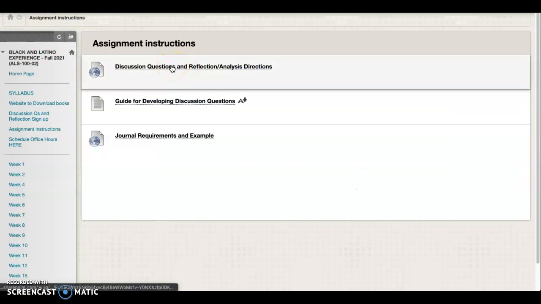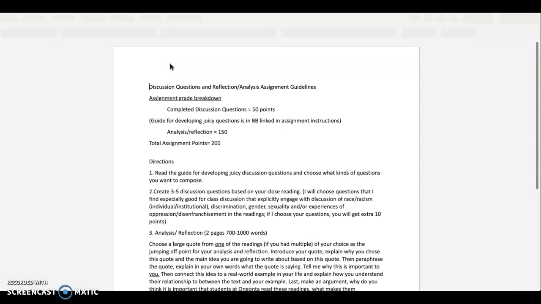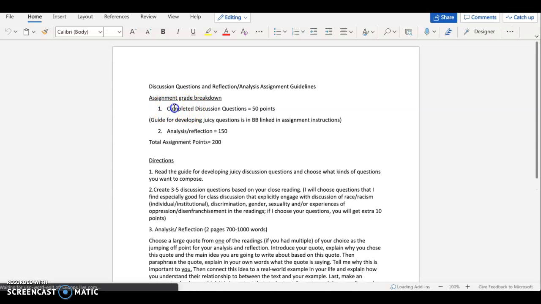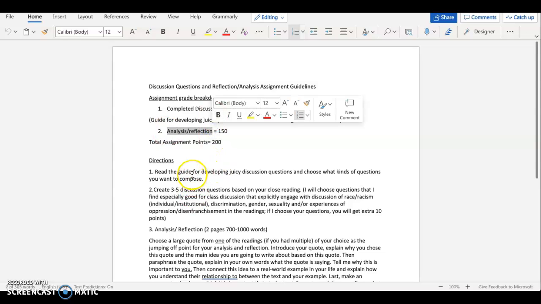Now we're going to go to the actual document that tells you what the assignment is about. There are two parts to this assignment: the completed discussion questions, and then the analysis and reflection. So the directions state, please read the guide, which I just showed you, and then use that to create 3 to 5 discussion questions based on a close reading of the text that you signed up for. For example, I gave the example of Brooke signing up on Friday for Ain't I a Woman, I believe that's the reading, and some chapters of Zami.